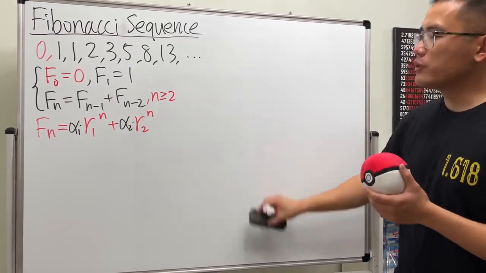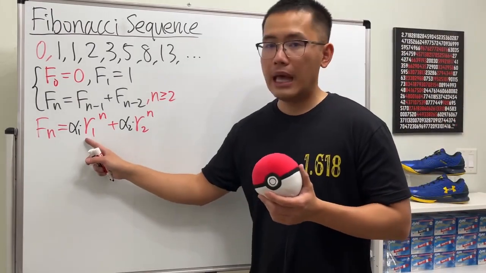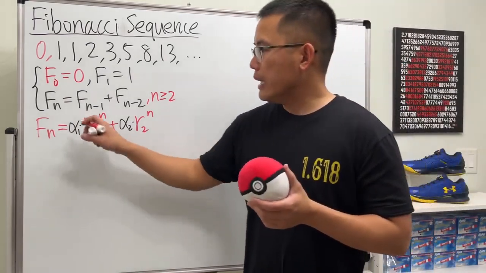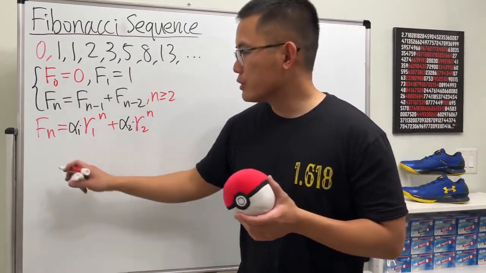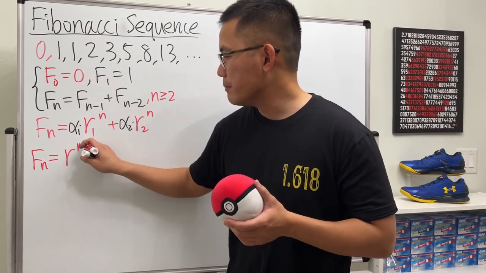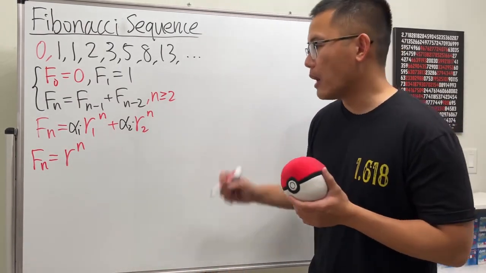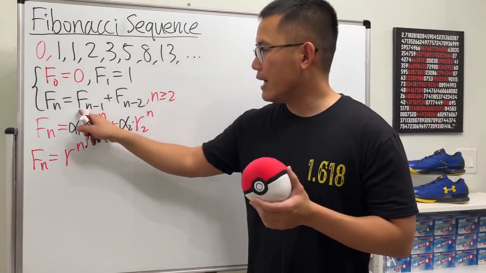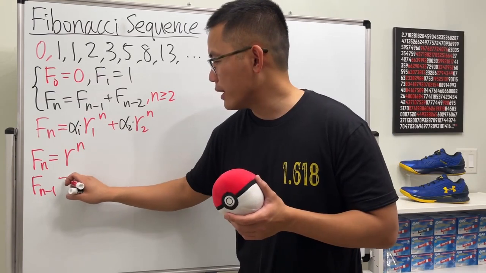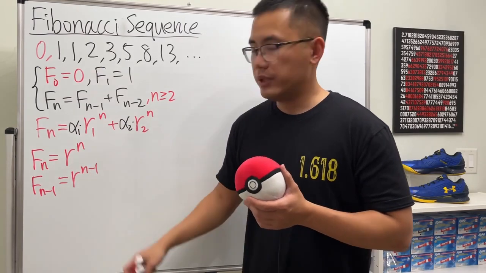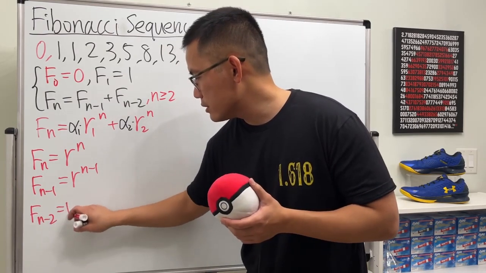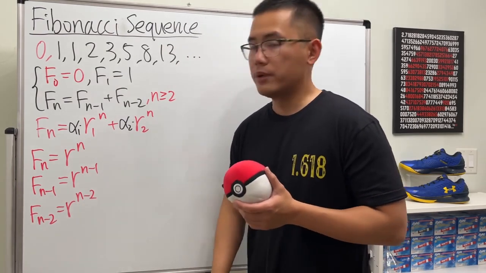And now the main question is, how do we find out what r1 and r2 are? Well, here's the deal. We are going to start with the general form. I'm just going to say let fn be r to the nth power. And then you see that here we have fn minus 1. So this right here is just fn minus 1. That means we have r to the n minus 1 power, and then fn minus 2 is just r to the n minus 2 power.